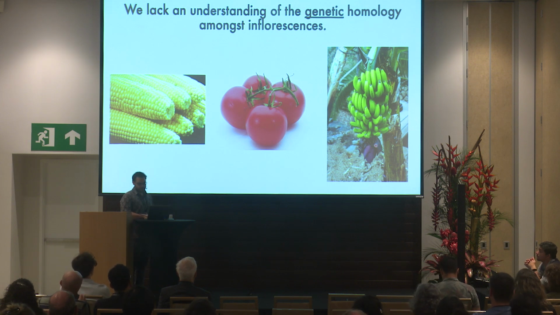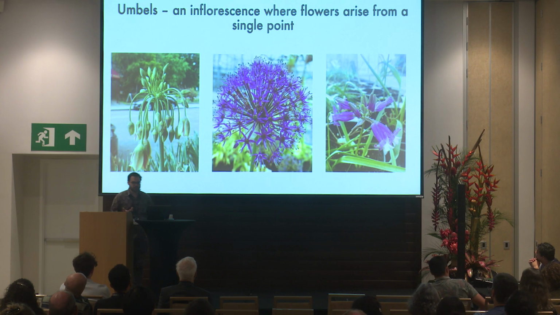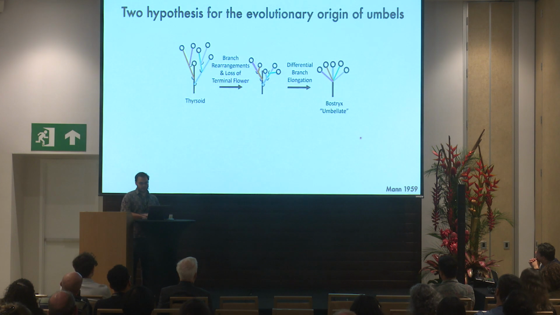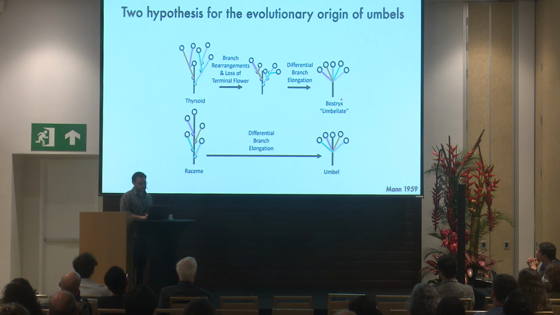But the specific inflorescence that I'm studying is the umbel. Umbels, or umbellate inflorescences, are those where the flowers seemingly arise from a single point. Here I have a couple of interesting examples. And what motivated my dissertation were these hypotheses for how you evolve an umbel. In particular, there was this hypothesis in the literature that in order to get an umbellate structure, properly termed a bostrix, which is found in the family Amaryllidaceae, you had to go through sequential branch rearrangement followed by differential branch elongation and loss of the terminal flower to get to this structure. But there's a competing hypothesis in other taxa that it simply occurs by differential branch elongation.